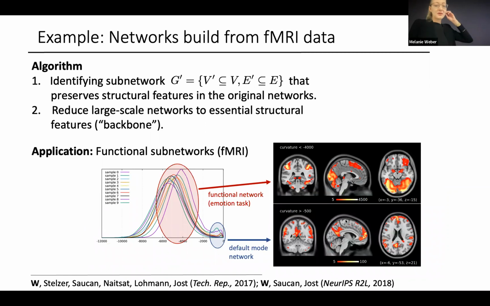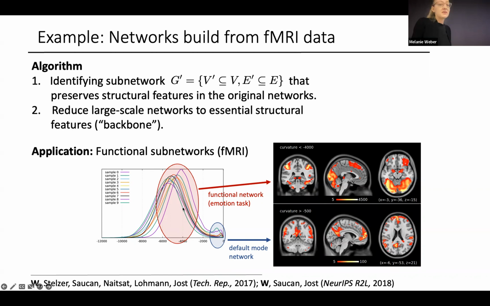What you see here is from a collaboration with neuroscientists at the Max Planck Institute in Tübingen, and they work with fMRI data and then build very large-scale networks of neural activity out of this fMRI data that we have here analyzed with curvature. And here our goal was to see if we can identify functional subnetworks in this very large-scale data. And we did find two subnetworks here.